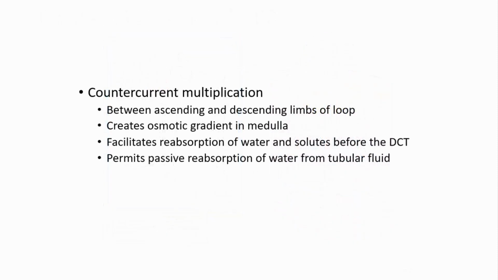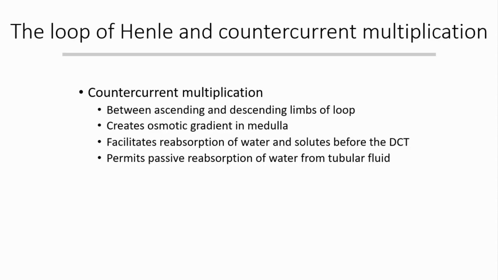With countercurrent multiplication between the ascending and descending limbs of the loop of Henle, there's an osmotic gradient that is created there in the medulla. This facilitates reabsorption of water and solutes before that filtrate gets to the distal convoluted tubule, and this permits passive reabsorption of water from tubular fluid. So that's the loop of Henle countercurrent multiplication.